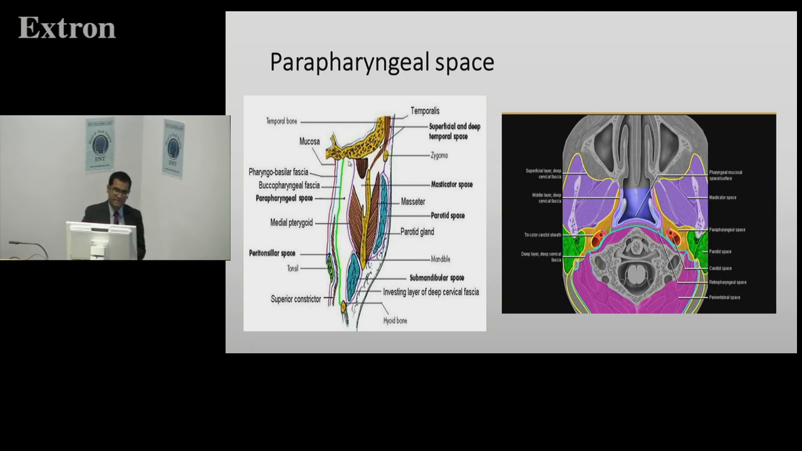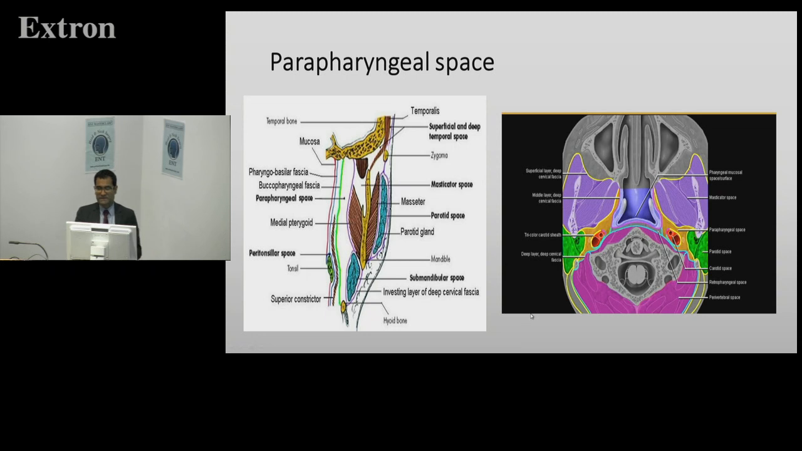So this is the space you're looking at here. The purple here is the lateral border. The medial border is this green line, which is the buccopharyngeal fascia, and the tonsillar space is here. So you can imagine if you've got a peritonsillar abscess, it can spread into the parapharyngeal space that way. And then if you've got an abscess within this cavity, then it can spread into the masticator space or the submandibular space. Yeah? So it's quite a long space.